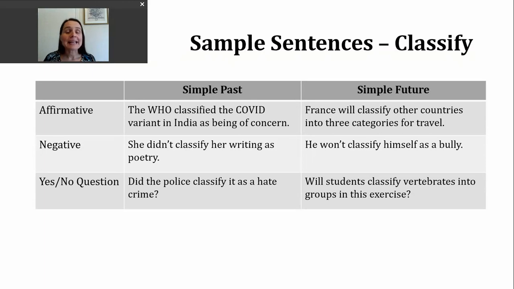Finally, if you want to make a yes or no question in the simple past tense, we want to start with did, then we'll have our subject, and then the base verb. So again, we're not using the ed ending here in our yes or no question. Here's an example. Did the police classify it as a hate crime?